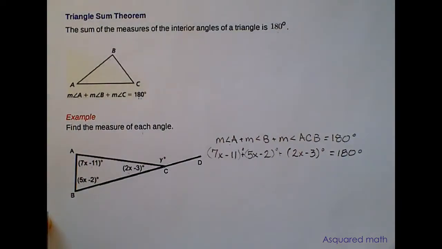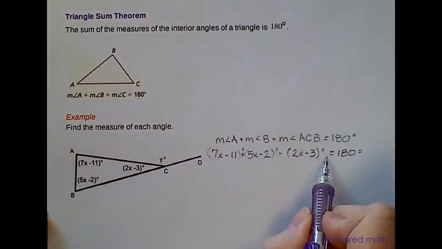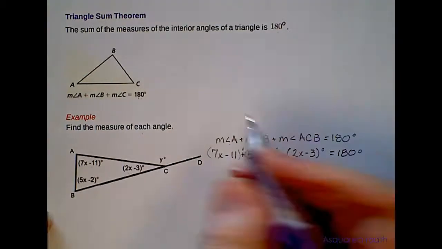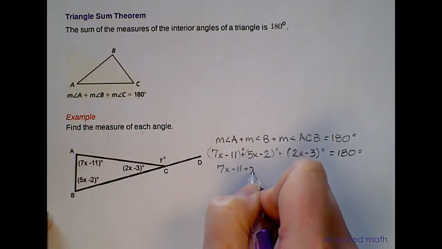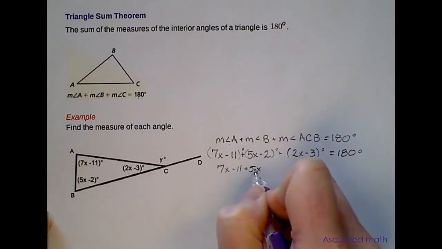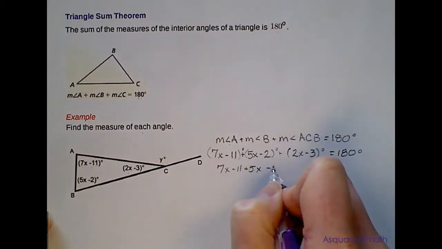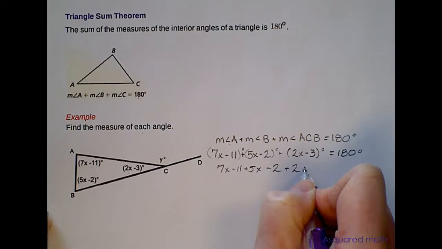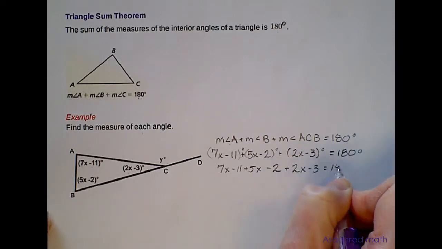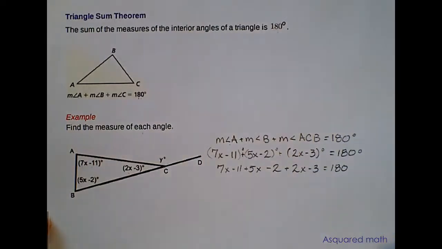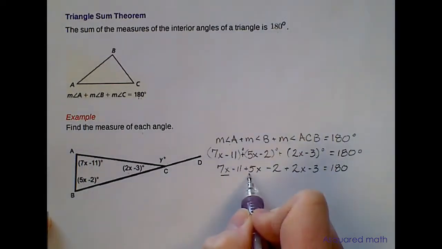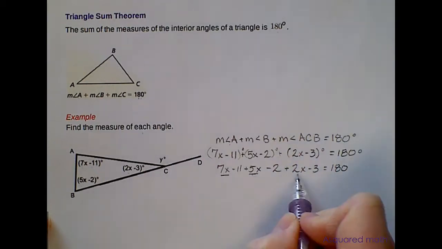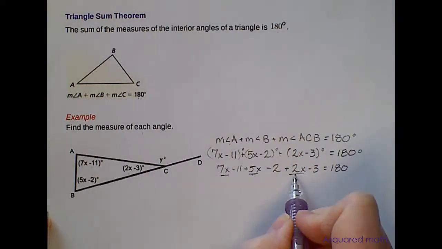We can essentially drop these parentheses and even the degree symbols to make your algebra a little bit easier to understand. So we will have 7x minus 11 plus 5x minus 2 plus 2x minus 3 equals 180. We need to collect our like terms. So we have a 7x plus a 5x. So 7 plus 5 gives us 12 plus 2 more x's. So that gives us 14x.